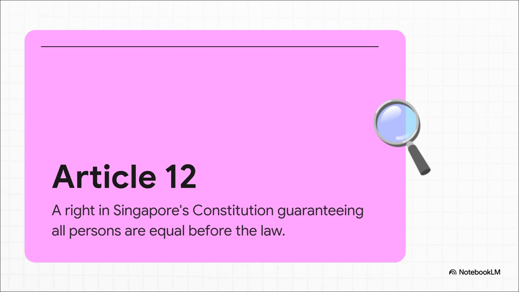And here in Singapore, the starting point for this whole conversation is Article 12 of the Constitution. It's a powerful guarantee. But those words, equal protection, well, they've sparked a huge debate over one critical question. What's the right test to figure out when that protection has actually been violated?